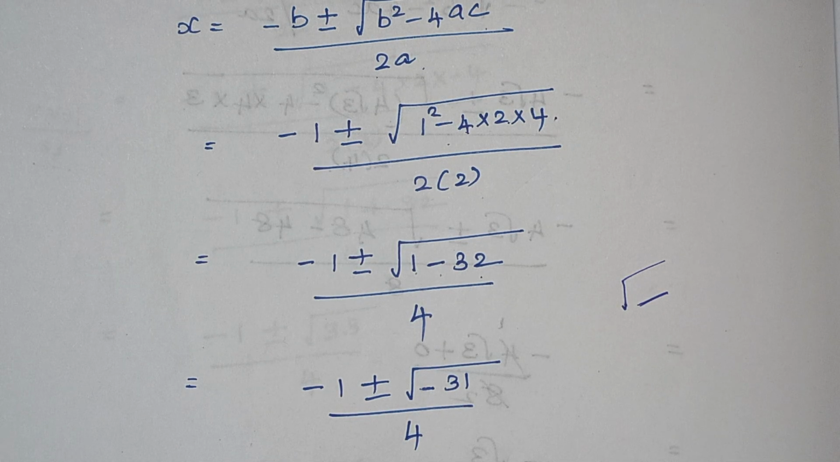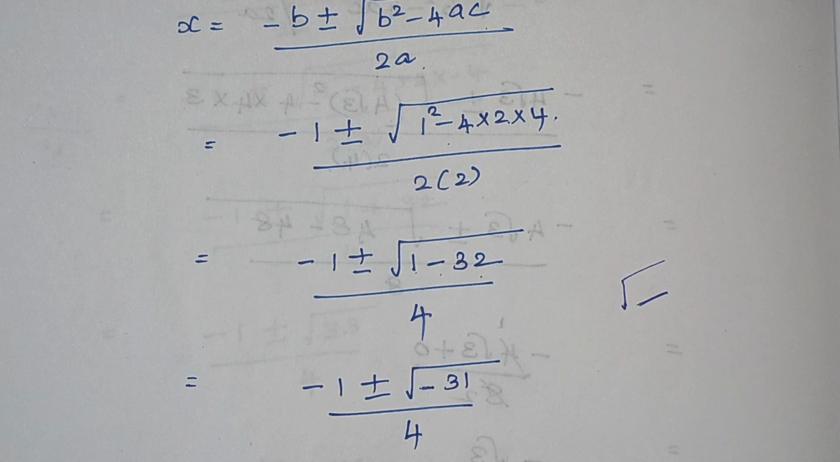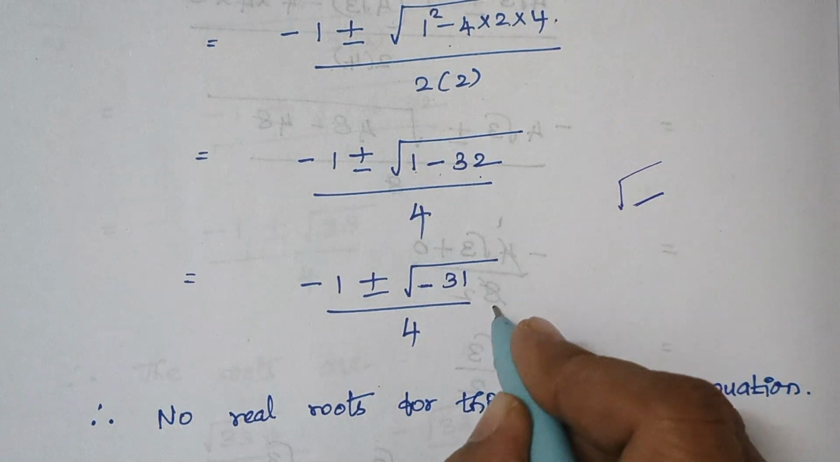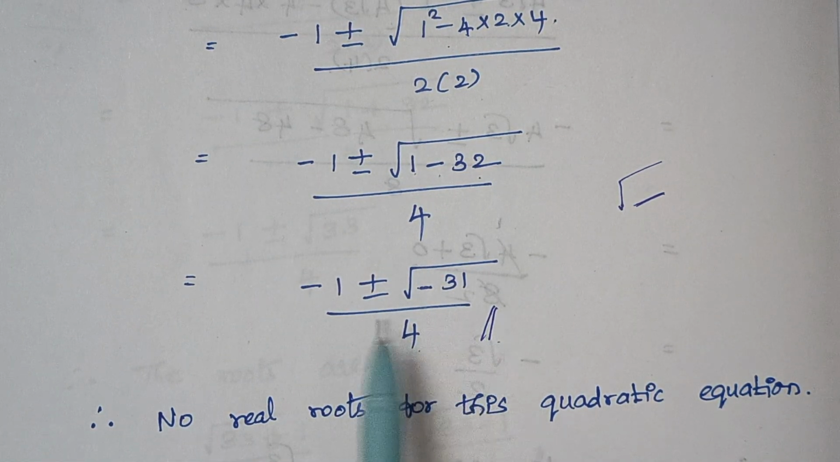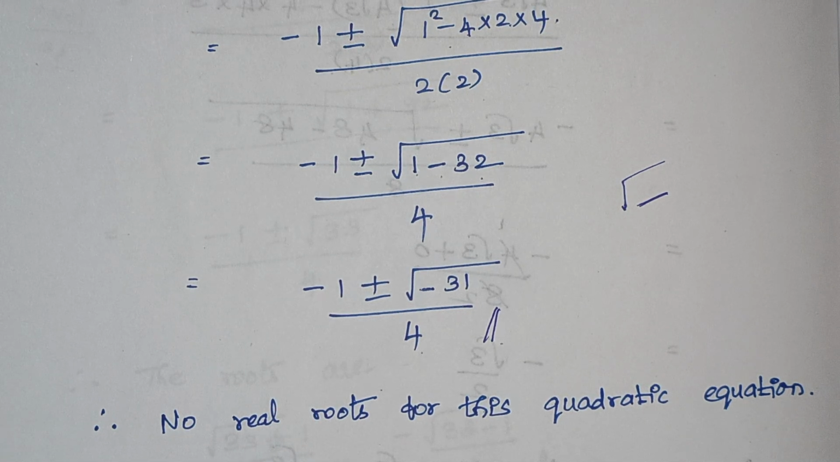So here, whenever you have a negative sign within this square root, obviously it means that you don't have any real roots, and here we are having imaginary roots. So therefore, finally we can write our answer as no real roots for this quadratic equation. Okay, the value of roots are this one, right? One is minus 1 plus root of minus 31 by 4. And the other root is minus 1 minus square root of minus 31 by 4. But as of now, we are discussing only about the real roots. So therefore, here we can simply end this problem as no real roots for this quadratic equation.